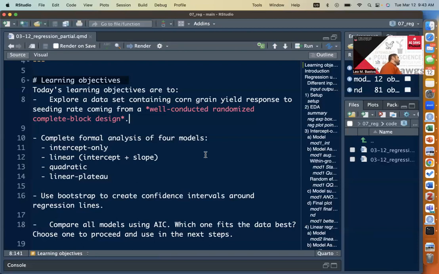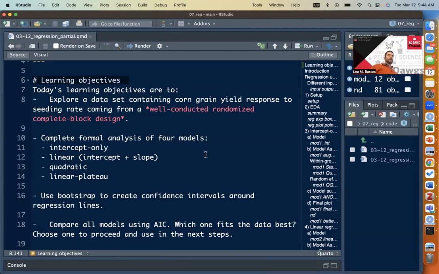We see this a lot in agriculture where we're increasing a certain level of an input on the x-axis, and we want to see the effect of that on yield on the y-axis. Today, we're going to be running 4 different models: an intercept only, a linear model, and when I say linear here, what I mean is an intercept plus slope linear model, a quadratic model, which has curvature, and then a linear plateau.